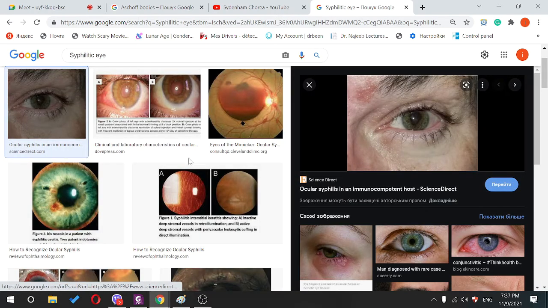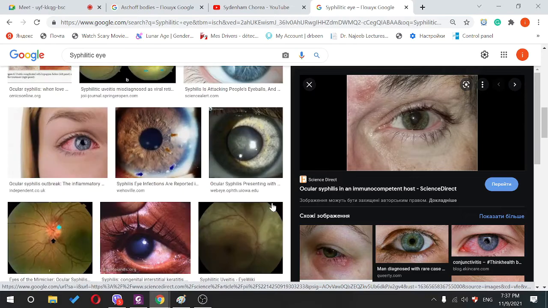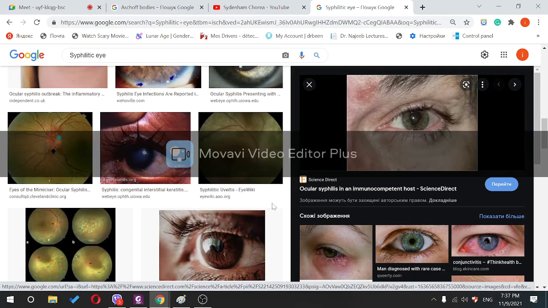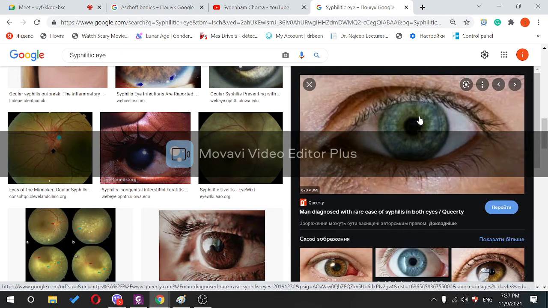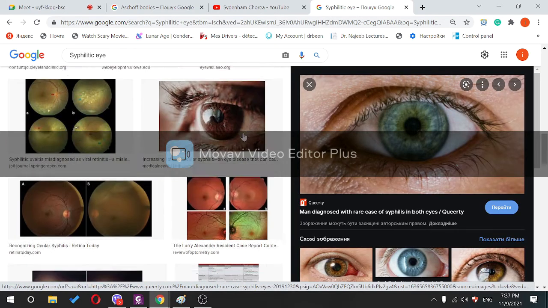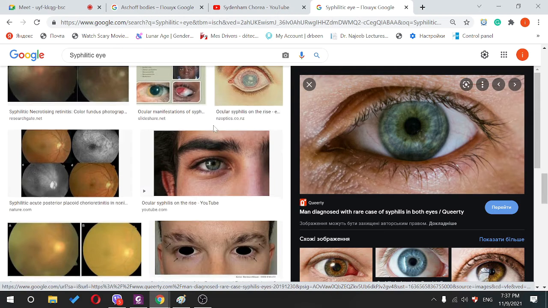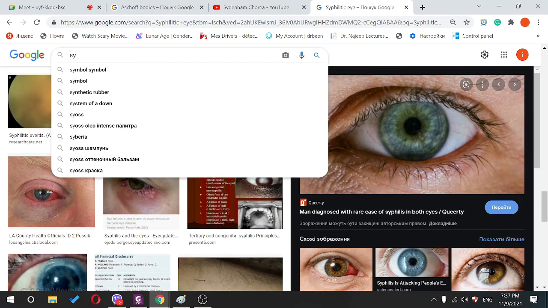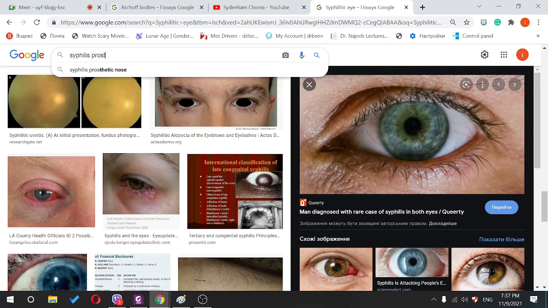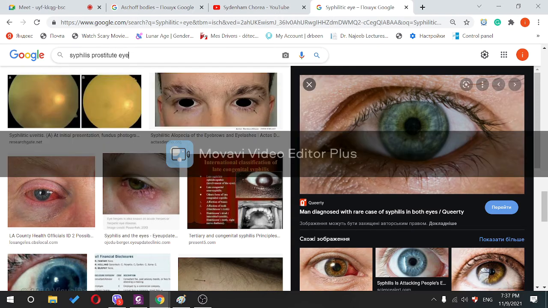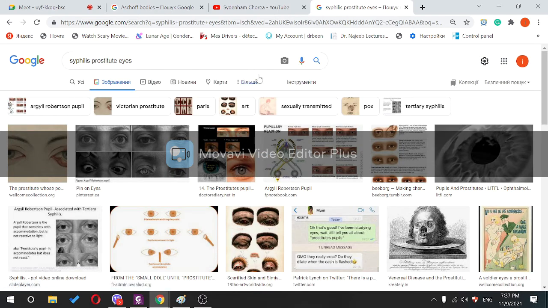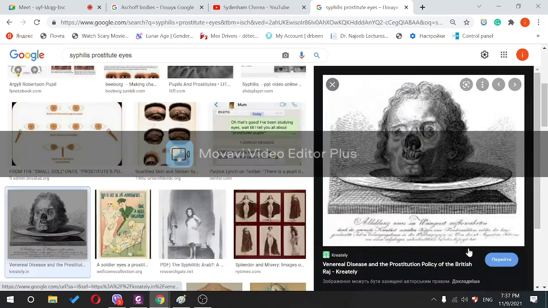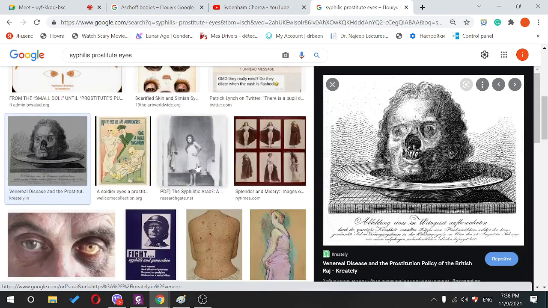Well, conjunctivitis is possible, but that's not the main thing. The main thing is that their eyes will not be reactive to light anymore, okay? So if you look at their eyes, there will always be hypopyon. No, it's possible, but it's not the main thing. But in syphilis they have something called prostitute eyes. It's called the prostitute eyes. So the prostitute eyes is something like this.